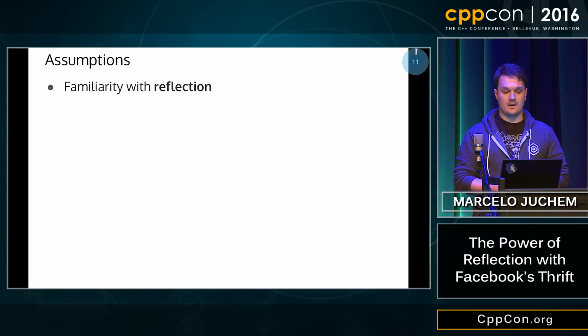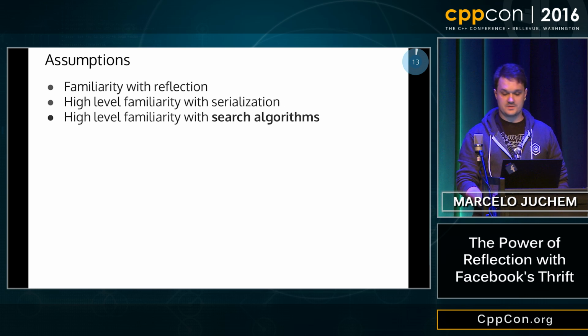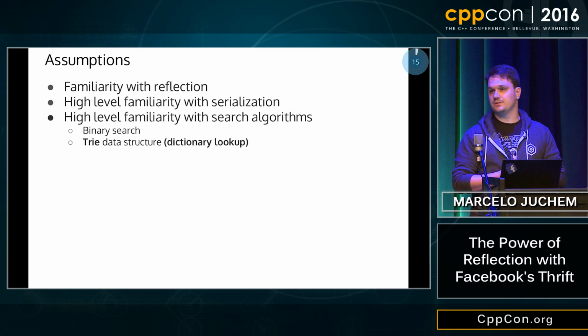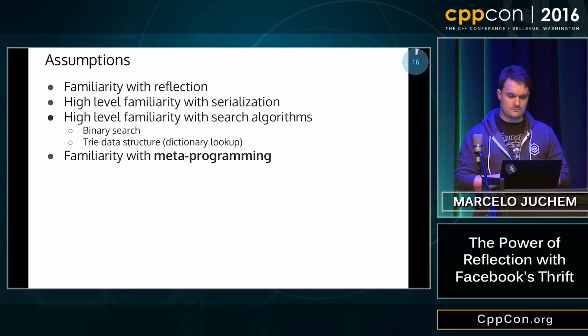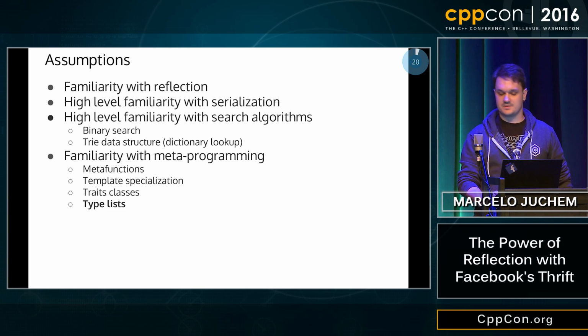So before we start, I assume you're familiar with the concept of reflection and introspection. High-level familiarity with serialization, just because one of our examples is basically a serializer. Search algorithms like binary search or dictionary lookup. And of course, familiarity with metaprogramming. If you've never done any metaprogramming before, this talk will definitely not be useful for you. Things like metafunctions, specializations, trait classes, type lists.